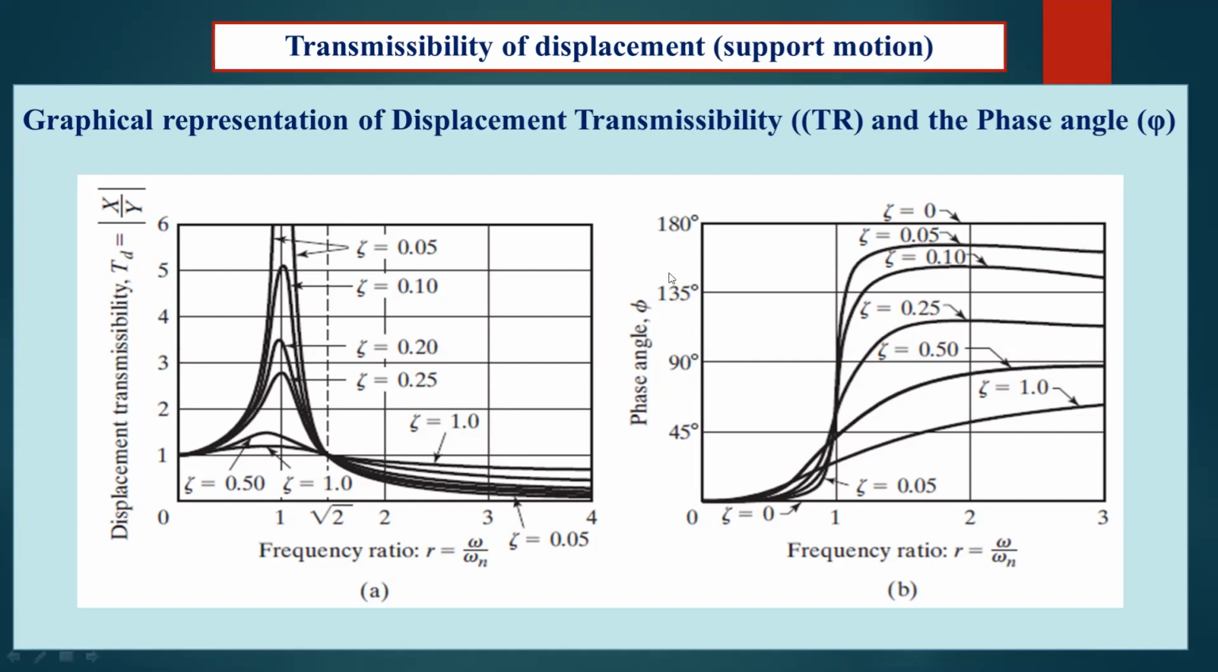Again, the phase angle phi versus the frequency ratio is presented in this diagram. So you can see various regions with various results, and this can easily be plotted with the help of MATLAB.